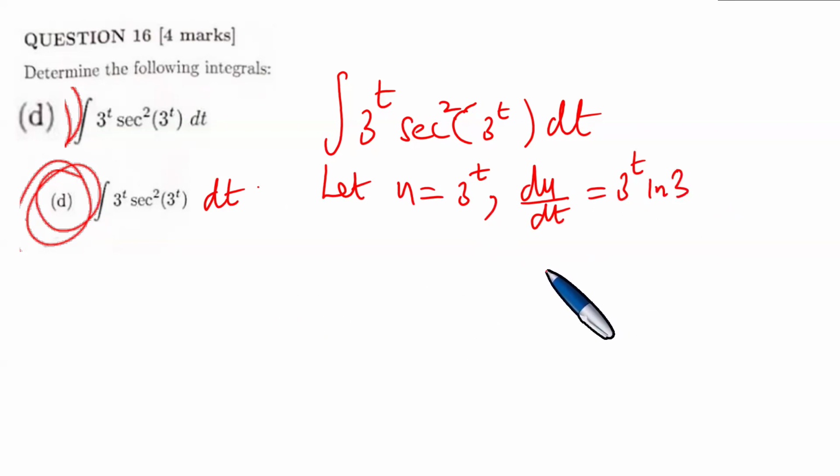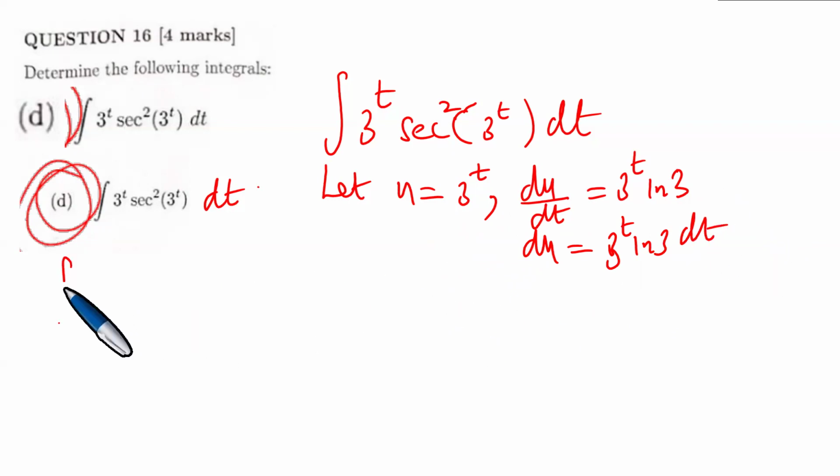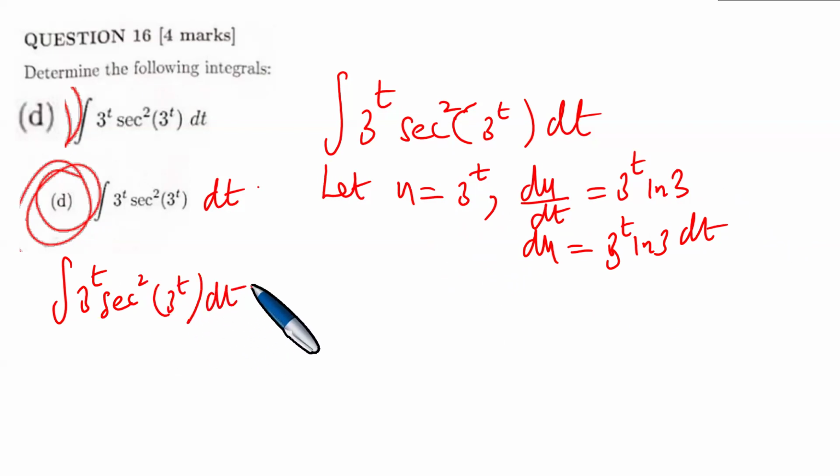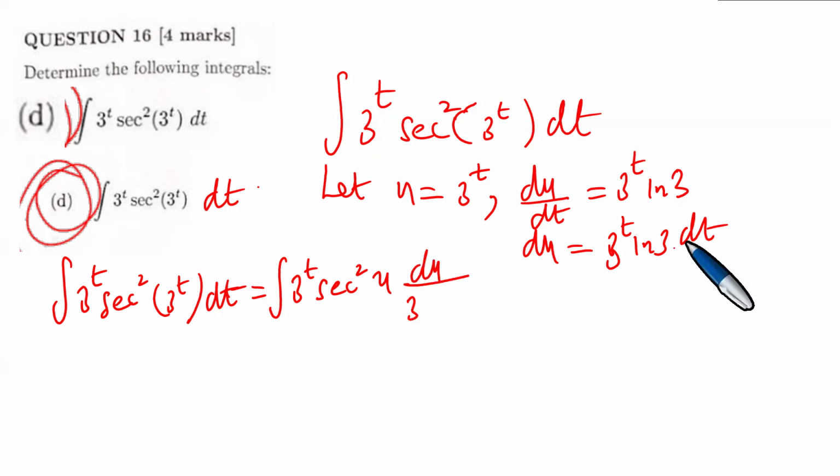The derivative of 3 to the power t, because the base is a constant, we do not just use the power rule here. We use the chain rule. So the chain rule gives us this. And then we have du, which is 3 to the power t ln 3 dt, meaning the integral of 3 to the power t secant squared of 3 to the power t dt, which is now, dt is du divided by 3 to the t ln 3.